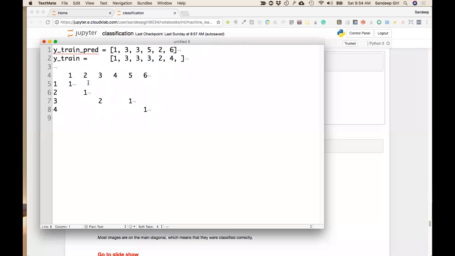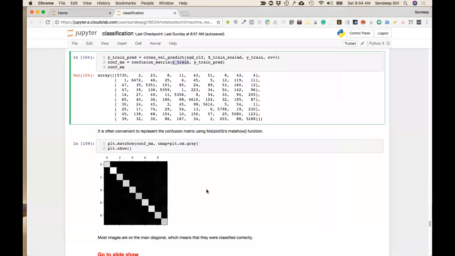And these will be 0 by default. These will be 0. Does the method make sense to you? In case of multi-class, this is what it means by confusion matrix. I hope this is clear to everybody. All right, once we have the confusion matrix, we can actually plot this graph.